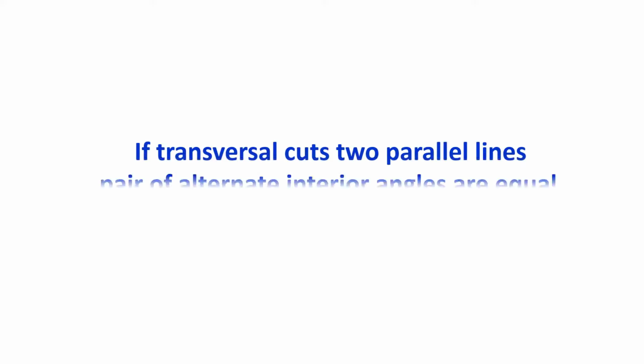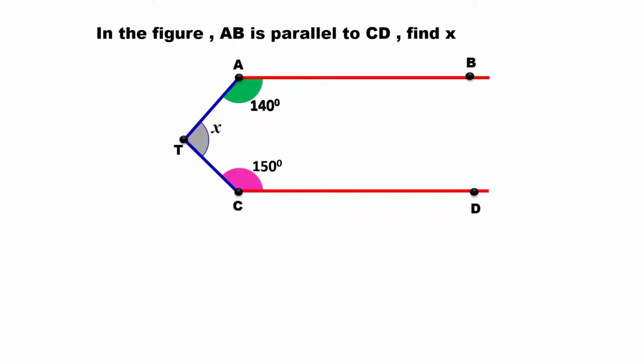Shall we recall that axiom? If a transversal cuts two parallel lines, pair of alternate interior angles are equal. Let us answer the question based on this concept. In the figure, through a point T, let us draw a line parallel to AB and CD.